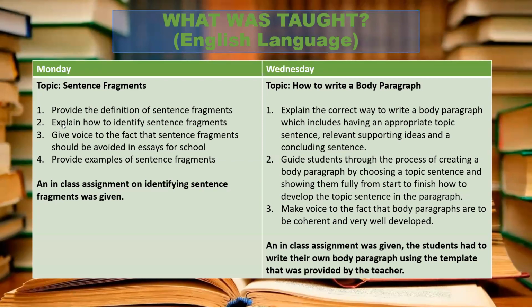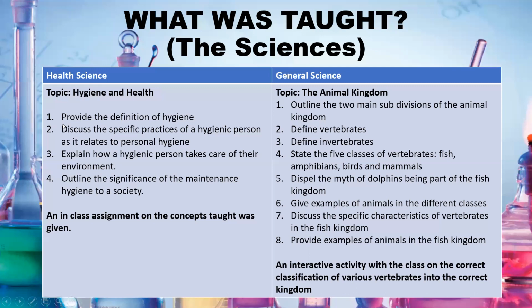And then that's English language we did for this week. And then the sciences: health science, we did hygiene and health, as we were talking about what it means to be hygienic and the importance of hygiene to the environment. General science, we did animal kingdom, amphibians, vertebrates. And we learned that dolphins are what? Mammals or fishes? Mammals, right?